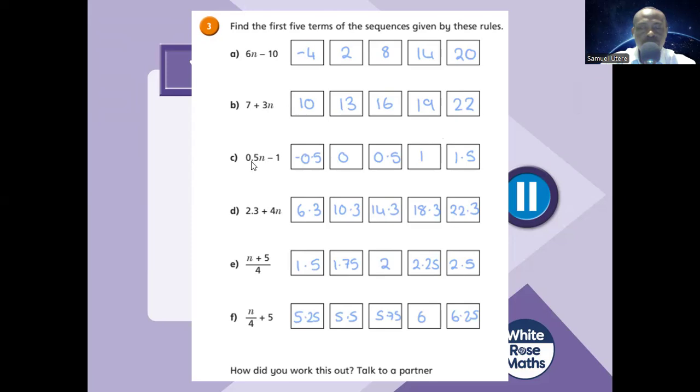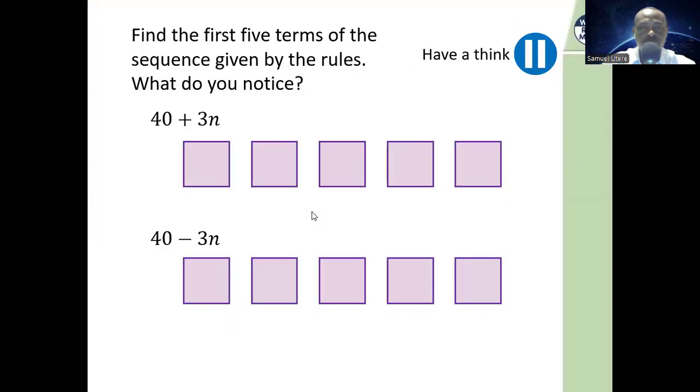This one, we do 0.5 times 1. In this case, because it's our first position, that will be 0.5. Anything times 1 is that thing. So it's now 0.5 minus 1 will be minus 0.5. Here, 2.3 plus 4n. n in the first position will be 1. So it will be 2.3 plus 4 times 1. 4 times 1 is 4. So it will be 2.3 plus 4. That will be 6.3.